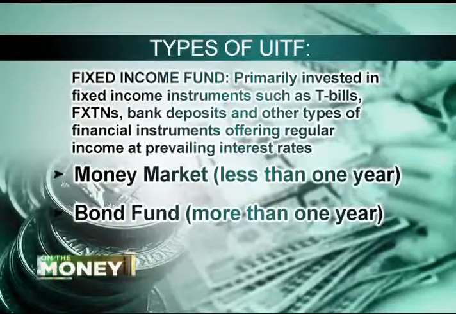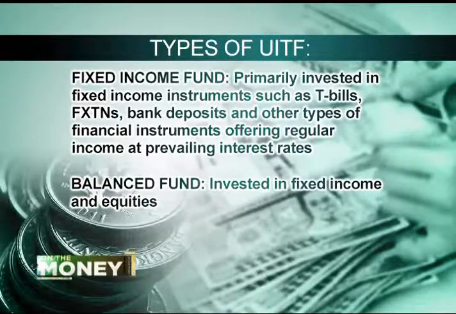So let's talk about the different types of UITF. You mentioned money market. What else are there? Actually, money market is part of what we call the fixed income funds. So we have fixed income, then equity funds, and balance funds. Under fixed income, we have two types. You have the money market fund, which are fixed income funds invested in short-term instruments. And then you have the bond funds, which are invested in securities of more than 1 year. Then you have balance funds, which is actually a mix of equities and fixed income. I call it the two-in-one, like the coffee. Yes, you have both in one fund.